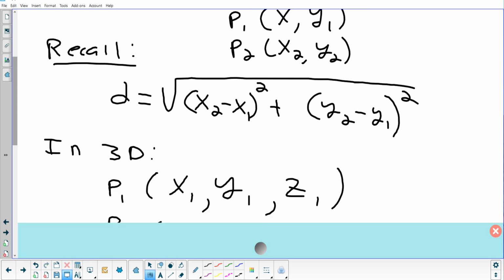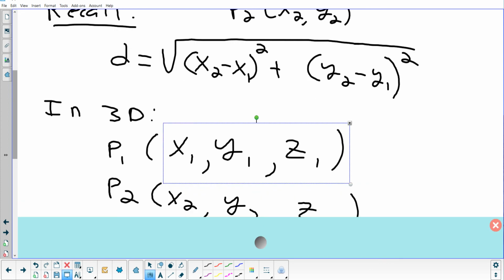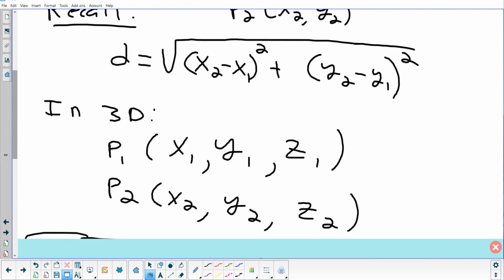So the difference in 3D is now P1 has an x, a y, and a z value, and P2 also has an x, a y, and a z. You can still call these coordinates, but you can't call it an ordered pair. An ordered pair is a coordinate that specifically has 2 numbers. This is called an ordered triple. It's a coordinate with 3 numbers.